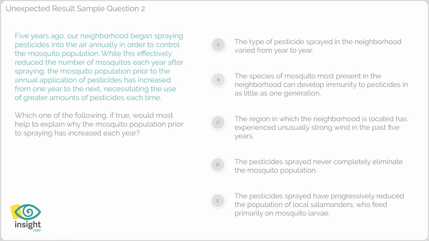Okay, I see it now. So why are there more and more mosquitoes to get rid of each year if you do a good job of getting rid of them with the pesticides? Yes, that's strange and it needs explanation. Let's check out our answer choices.